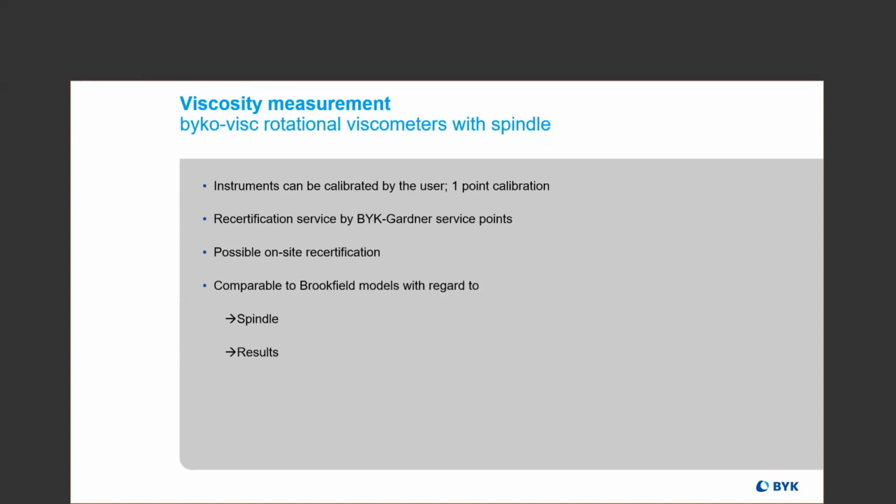Another benefit is that they are comparable to Brookfield models, meaning that the spindles are actually interchangeable. You can use Brookfield spindles in Visc instruments, and the results that you can expect to get from the Visc models will match very closely with the results that you will get with Brookfield models.